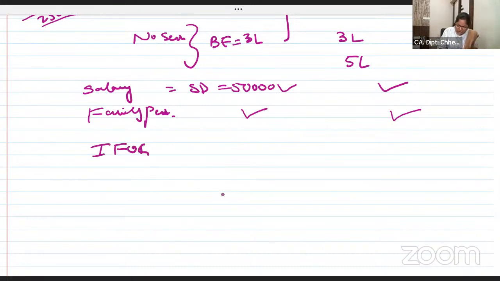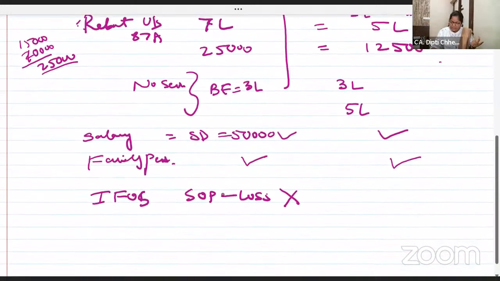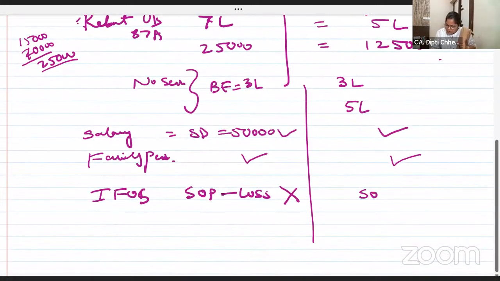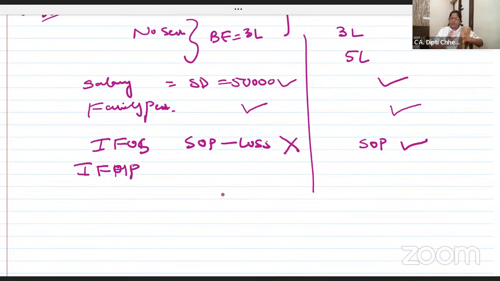Income from other sources, self-occupied property loss you cannot show. Ma'am, self-occupied loss will only come because interest on loan is deductible up to 2 lakhs. That you cannot show in the default tax regime. You can show self-occupied loss if you're filing your return in normal tax regime. Income from house property losses, you can mutually set off. House 1 let out, house 2 let out, take the profit or loss, you can set off.